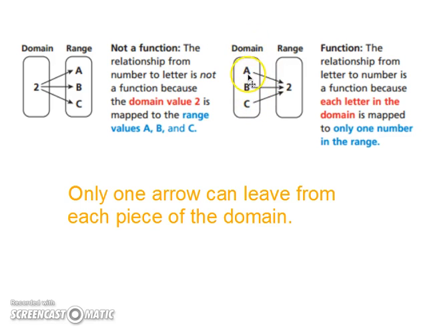But when you stick one answer in, you only get one out. Whereas over here, you stick one answer in and you get 3 out. That's why it's not a function, whereas the one to the right is. It might be easier to think of it this way. Only one arrow can leave each piece of the domain.